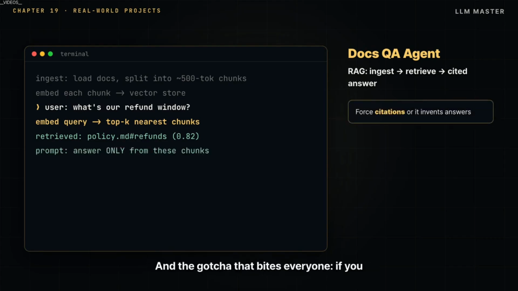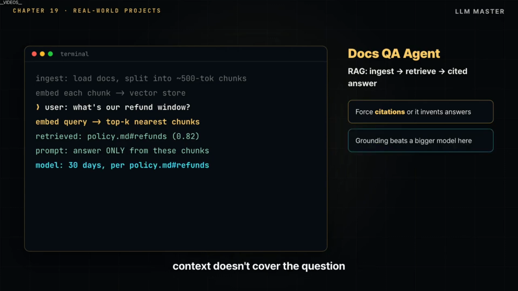And the gotcha that bites everyone. If you don't force grounding and citations, the model happily answers from its own parametric memory and confidently invents things that aren't in your docs at all. Make it say "not in the documents" when the context doesn't cover the question. That one instruction is the difference between a demo and something people trust.